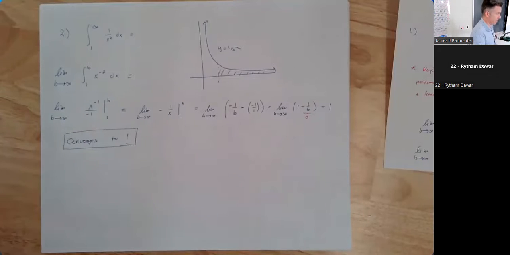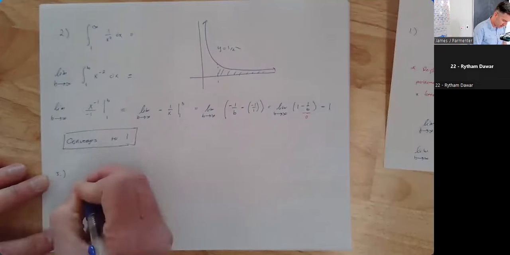Just like a regular limit, right? When you take a limit of something, you're saying the function is getting closer to that value. You're not necessarily saying the function ever equals that value, just that it gets really close to it. Questions about this so far? Okay.